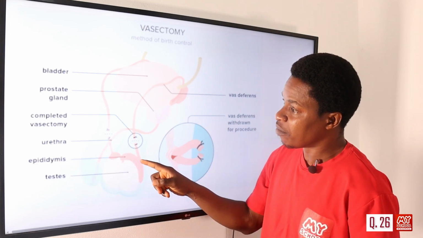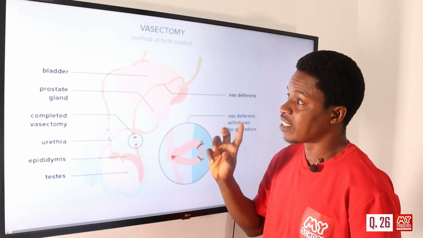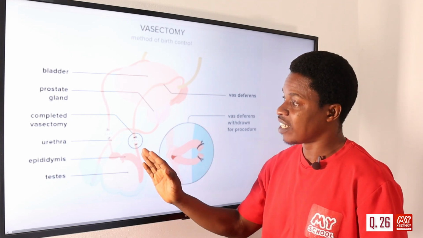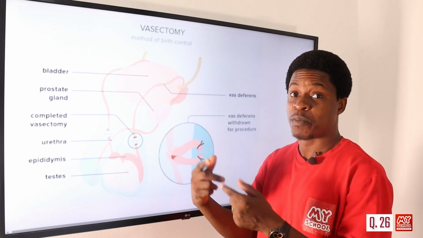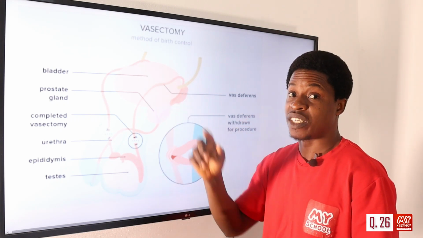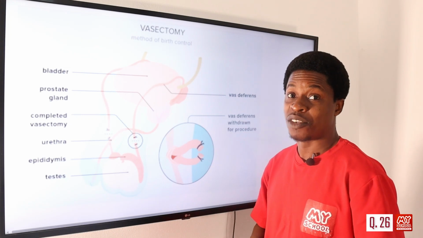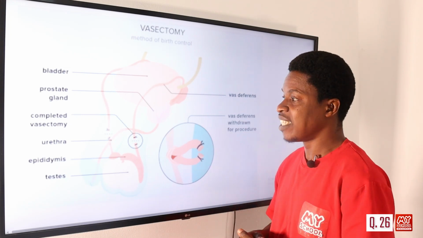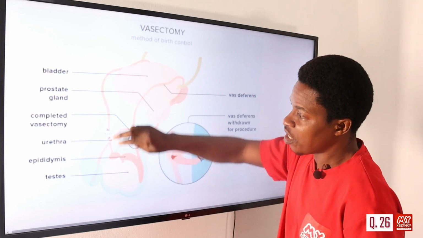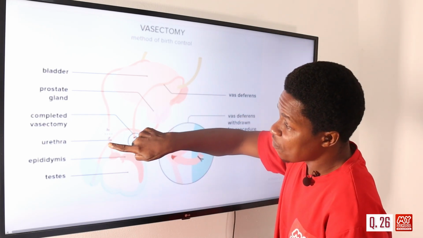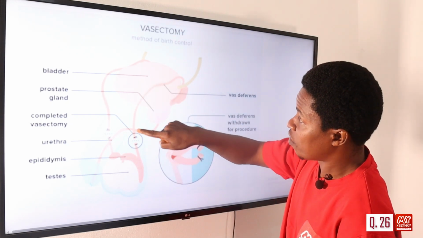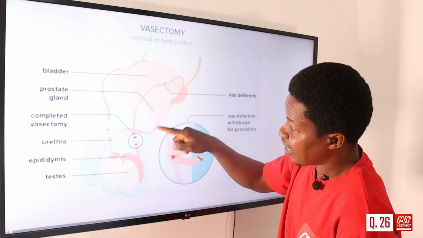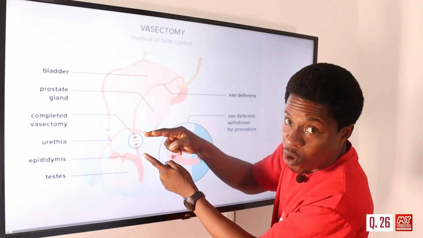And then the sperm is eventually carried by the vas deferens. During sexual intercourse, sperm is released and moves straight to the egg cell of the female to fertilize it. So what happens during vasectomy? You can see the vas deferens that we have here, moving this way. It is cut off.